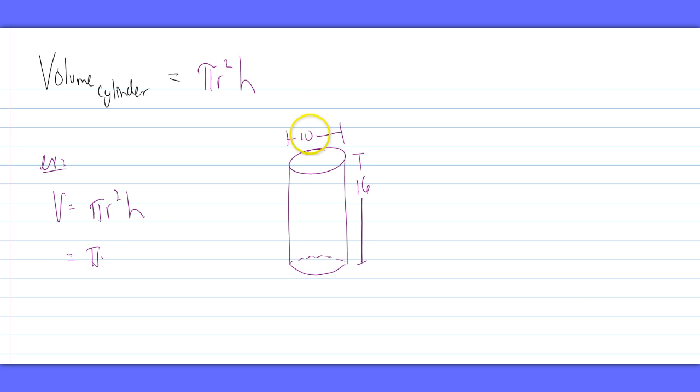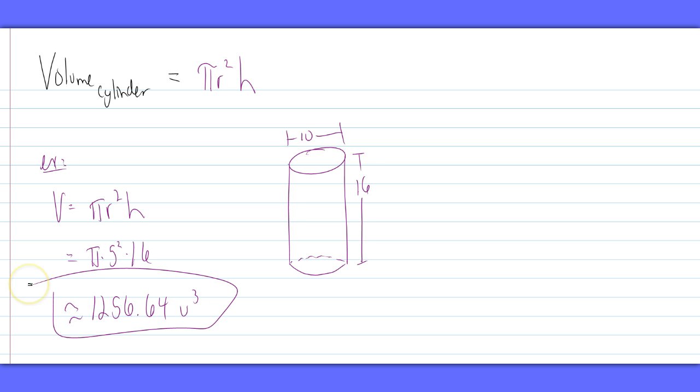Pi times. Now 10 isn't the radius, 10 is the diameter. I don't want to use the diameter in this formula. If 10 is the diameter, that means 5 is the radius, so we're going to put in 5 squared. 16 is the distance from top to bottom, so 16 does represent the height. And then we can multiply all this together. 5 squared is 25, so 25 times 16 times pi gives us an answer of 1,256.64, and it is volume, so that is units cubed.